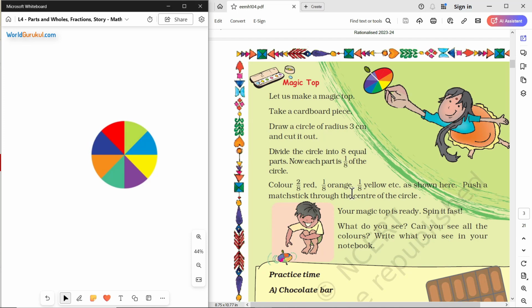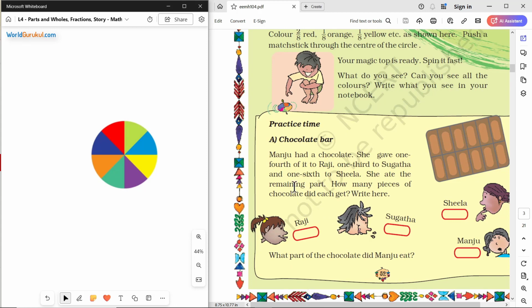You color the segments as suggested here and put some pin or matchstick or some toothpick at the center of the circle. Your top is ready. Spin it and see when it is still, not running. Then you will see all the colors. But check what you see when you spin it fast. I am sure you will see something else, not the individual colors. Make an observation. Discuss with your friends.